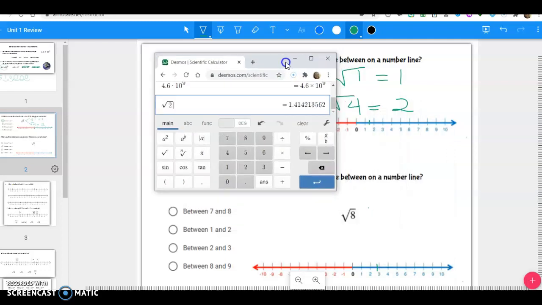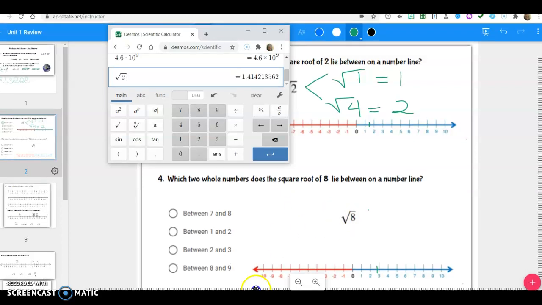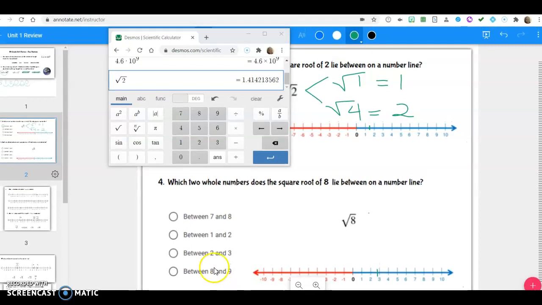All right, I'm going to move this up a little bit so I can get number 4. Which two whole numbers does the square root of 8 lie between on the number line? Okay, so which two numbers does the square root of 8 lie between on the number line?